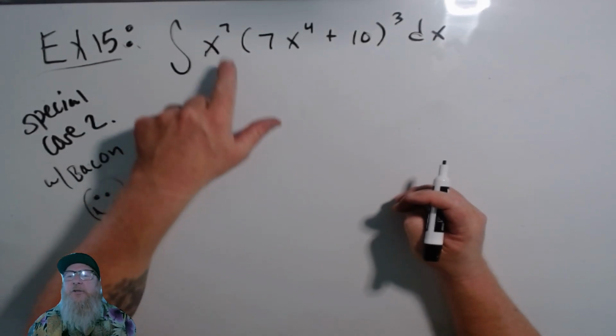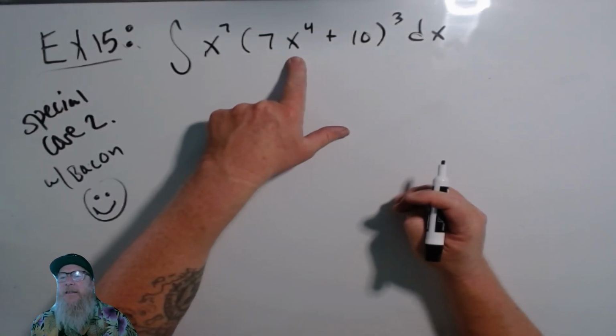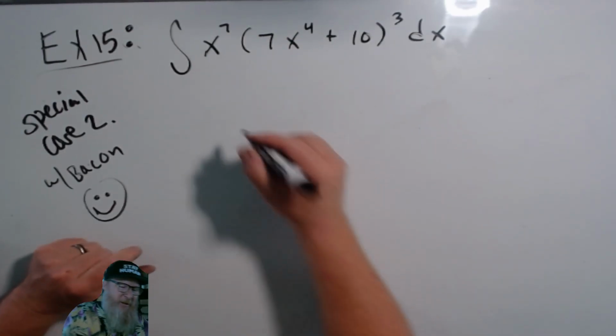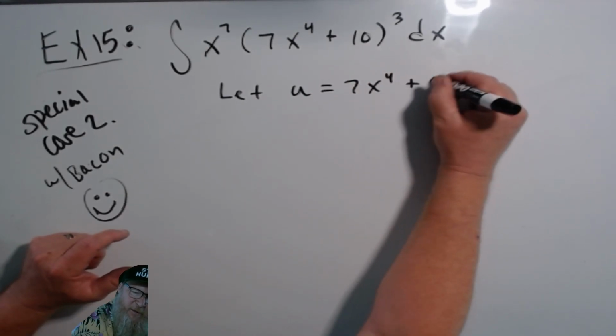So instead of choosing x to the 7th, the larger one, we're going to go ahead and choose the one in the middle, the x to the 4th. So we're going to let u be 7x to the 4th plus 10.